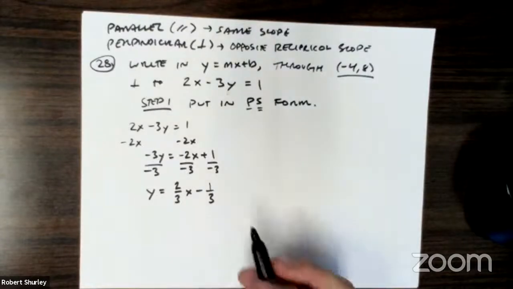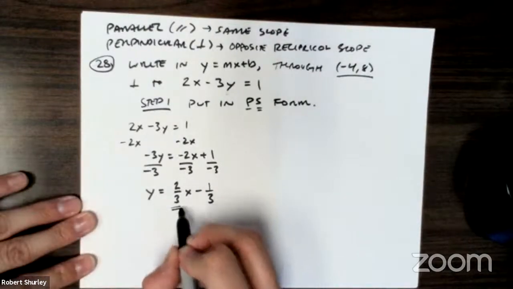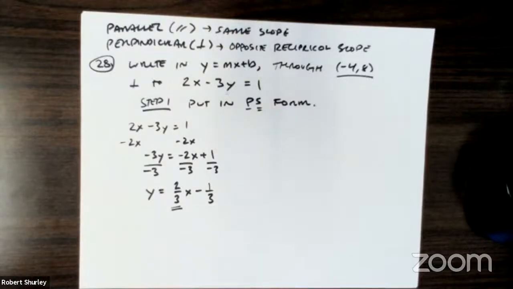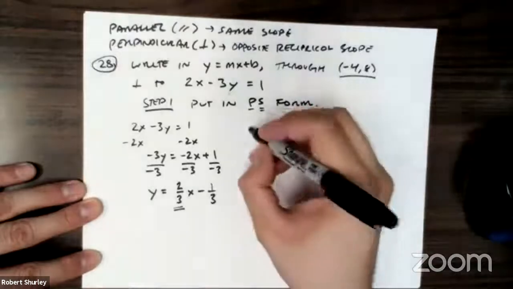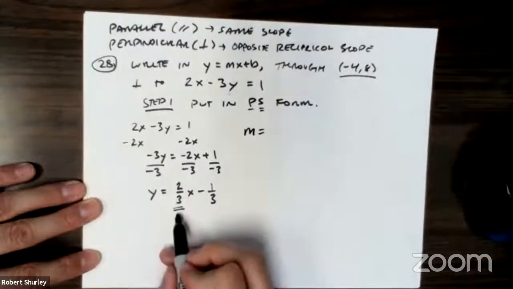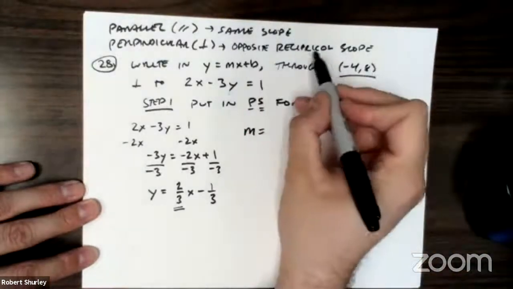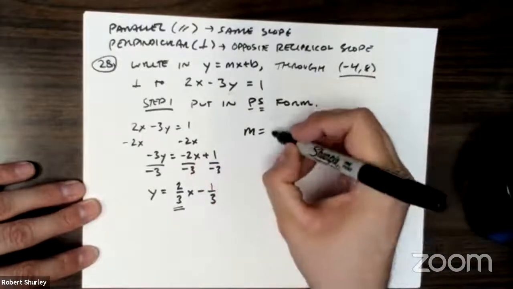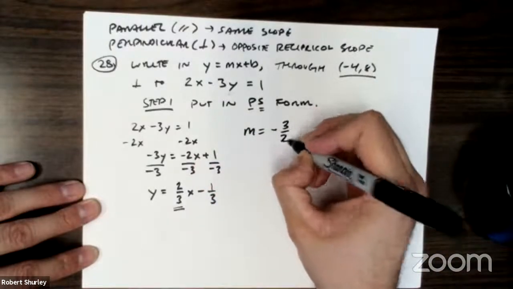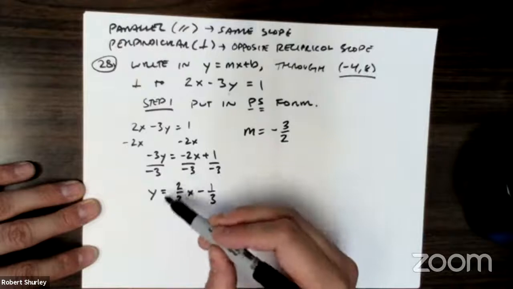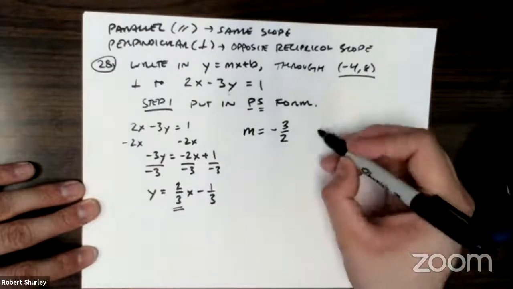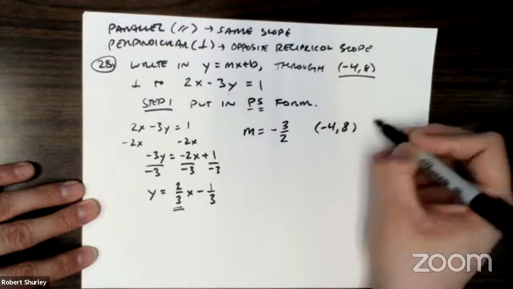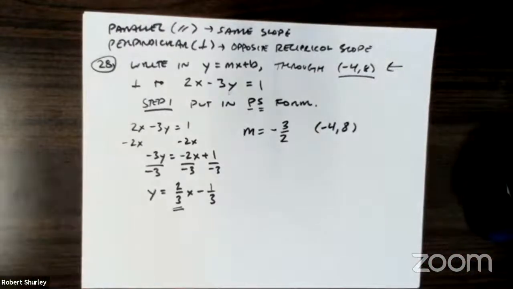And the reason I needed to do that is because we know that we're perpendicular to this slope, right? So my slope that I need, since we're perpendicular to this one, remember, it's the opposite reciprocal. We're going to flip it and change the sign. So -3/2, right? Flip this, 3/2, change the sign to negative. And I know we go through -4, 8. It gave us that in the question, okay?